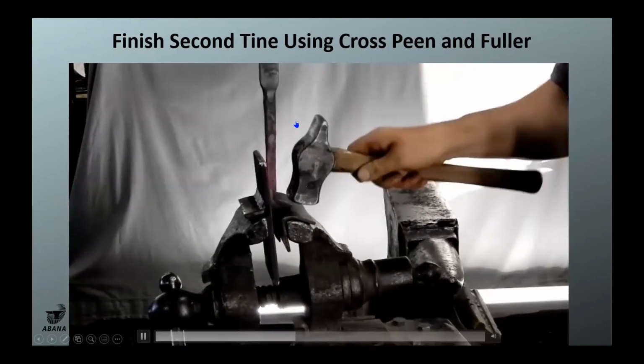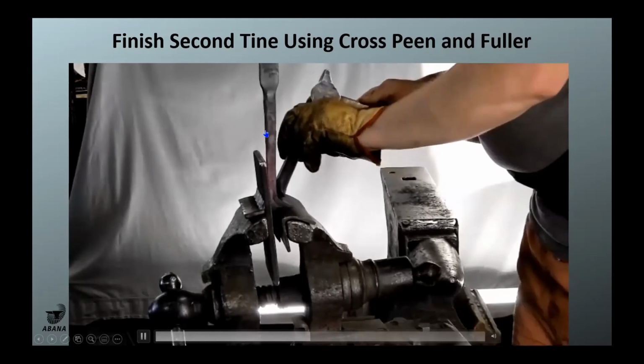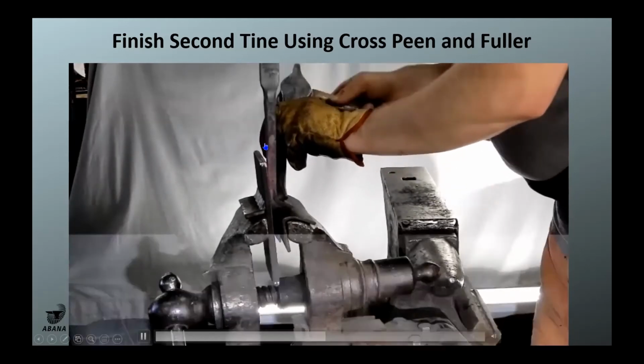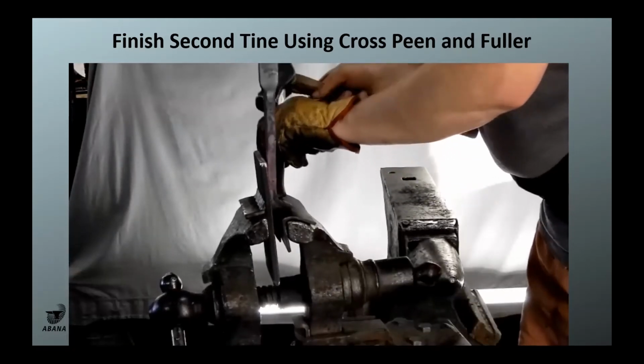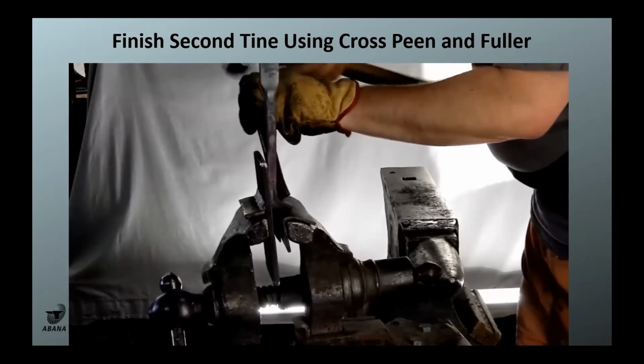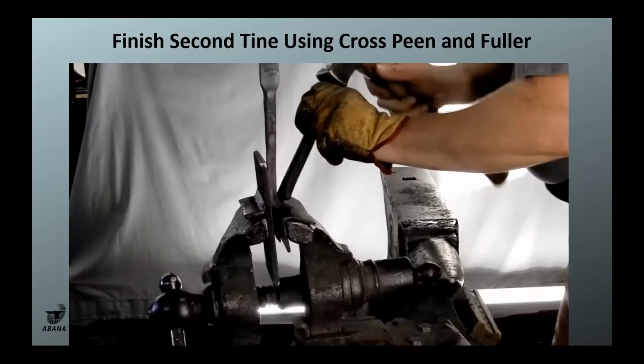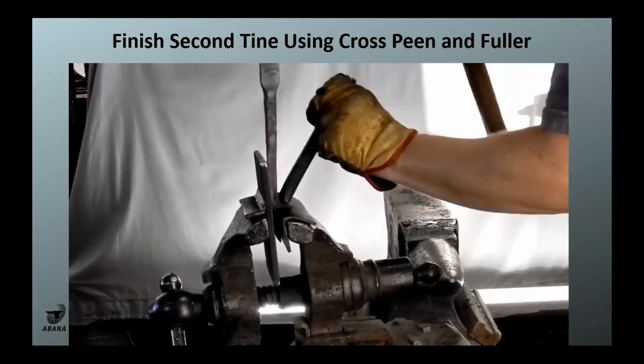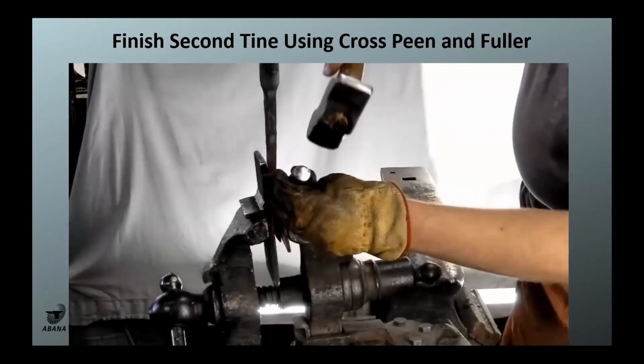And you can see why we want to have that narrow portion of the handle so that we have clearance for that fuller. Now I'm just taking care of those corners so that they're not sticking out.